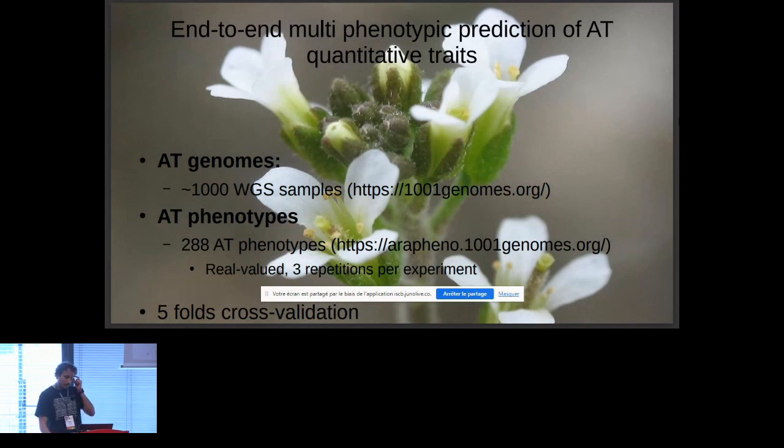We collected 1,000 publicly available whole genome sequencing Arabidopsis samples from 46 nations, and we annotated them with 288 phenotypes from those phenotype databases. Those are real-valued phenotypes describing quantitative traits, for example, morphological and developmental traits such as the seed yield or the leaf number or the concentration of metabolites in various tissues.